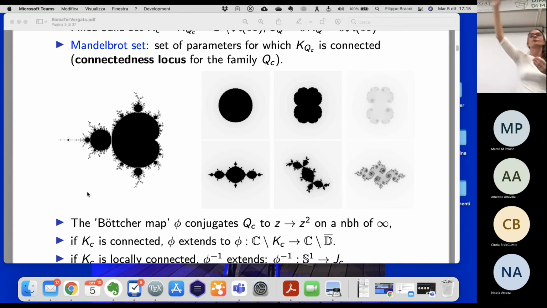If your critical point is going to infinity, your map is hyperbolic, because your critical point is attracted to an attracting orbit. And it's a big conjecture that the interior of the Mandelbrot set is made of hyperbolic components. For all the parameters in the interior of the Mandelbrot set, your polynomial is hyperbolic.